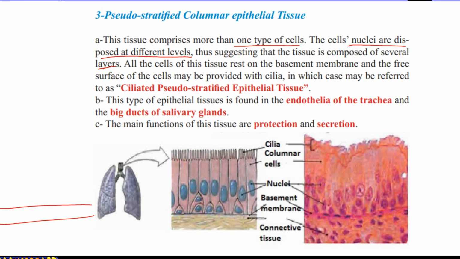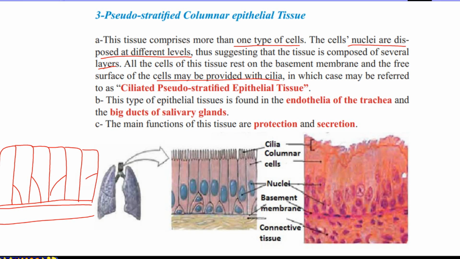The connective tissue, basement membrane, and the cells. The free surfaces of the cells may be provided with cilia, but all cells rest on the basement membrane, though not all the cells reach the outer surface of the tissue, because the cells are different shapes with different positions of the nucleus. We draw the nucleus in columnar cells as an ovoid nucleus, in flat cells a central nucleus, and an ovoid nucleus.